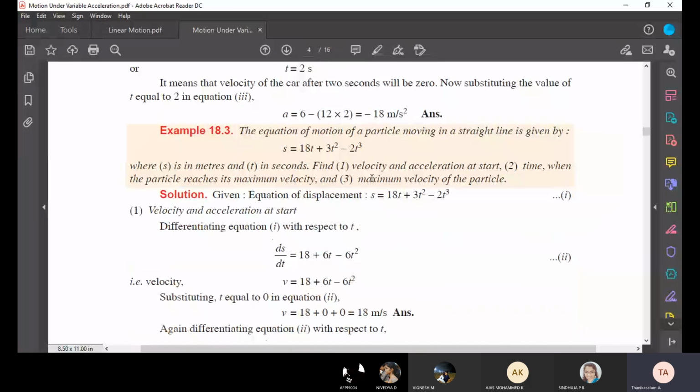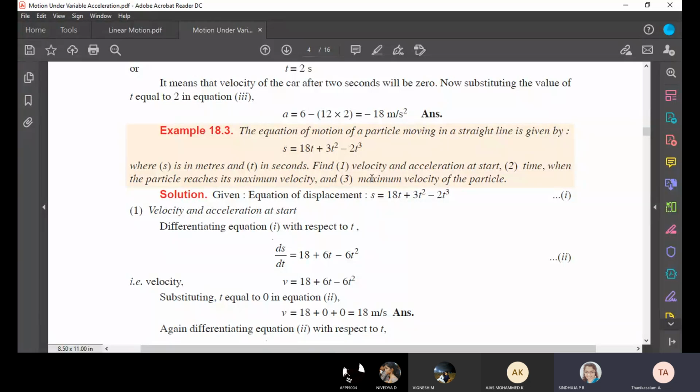Now read this question. Class rep, read this question. The equation of motion of a particle moving in a straight line is given by S equal to 18t plus 3t squared minus 2t cube, where S is in meters and t in seconds. Find velocity and acceleration at start, then the time when the particle reaches its maximum velocity, and third, the maximum velocity of the particle.